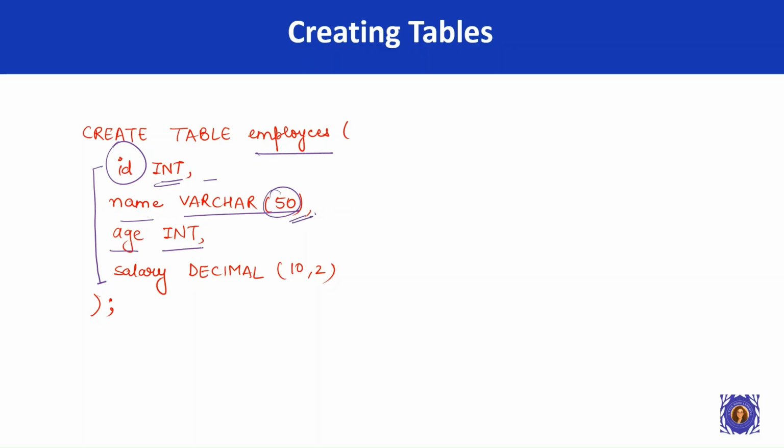Then attribute age with int as the data type. Lastly, salary with data type decimal 10 and 2, what does that symbolize? 10 digits before decimal and 2 digits after decimal.